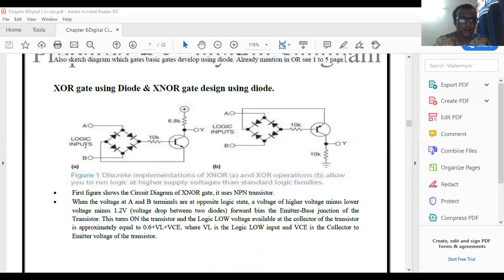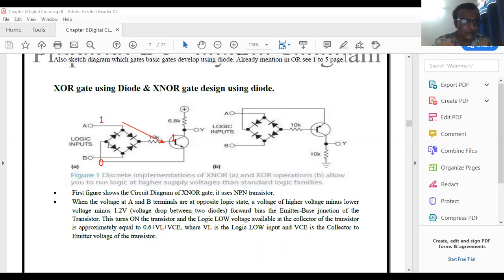Now I will explain the other two cases. If here input is 1 and here input is 0. Now see, these are two different cases. Here 1, so the diode acts as forward bias, so current can flow like that. See this, current can flow like that. And here also we can get 1. But here 0 volt, so the diode acts as an open circuit.